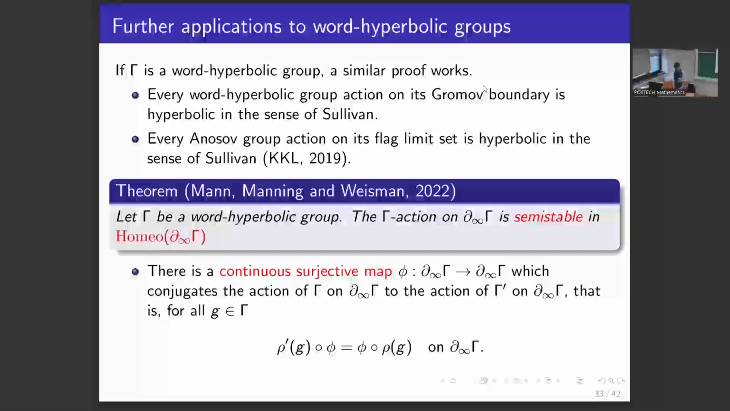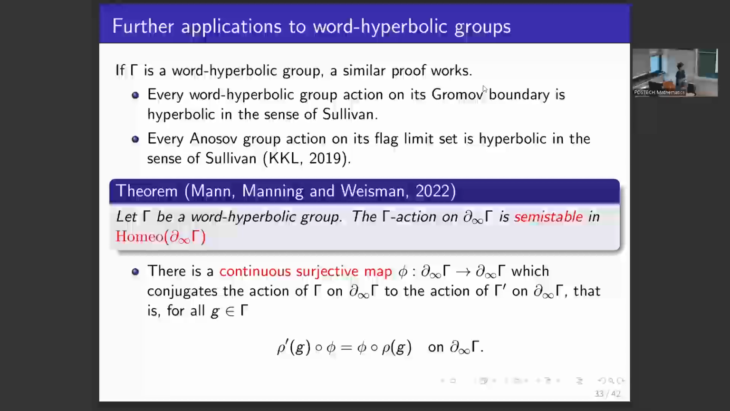Okay, so you can apply this to this situation. Every word hyperbolic group action on its boundary is hyperbolic. So in the sense of Sullivan, that means that the word hyperbolic group action on its boundary is stable in the diffeomorphism group of the boundary.